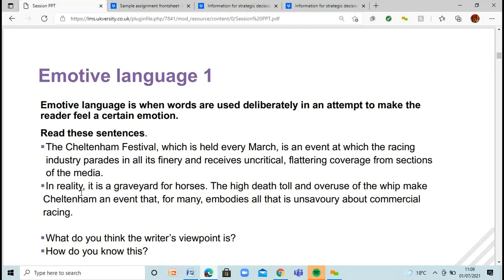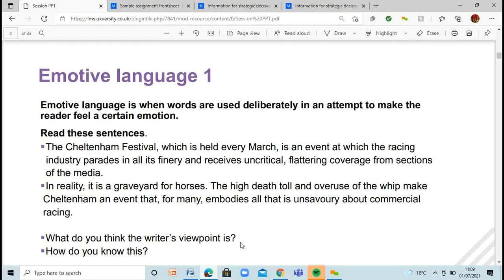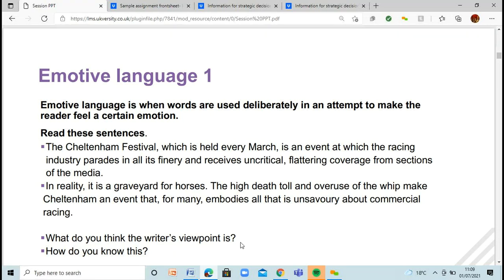So we've got emotive language. So emotive language is when they use particular words to make you feel a certain emotion. Now, there's these sentences here, and I'm going to ask you these questions. Now, these sentences are about horse racing. So I'm going to ask you these 2 questions first, and then I want you to think about it. So what do you think the writer's viewpoint is, and how do you know this?